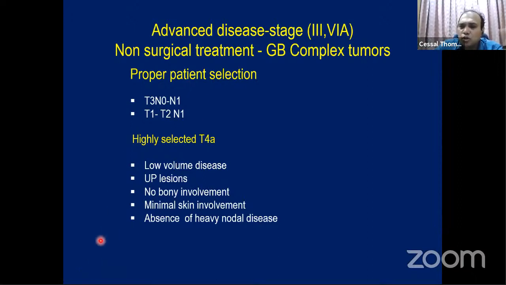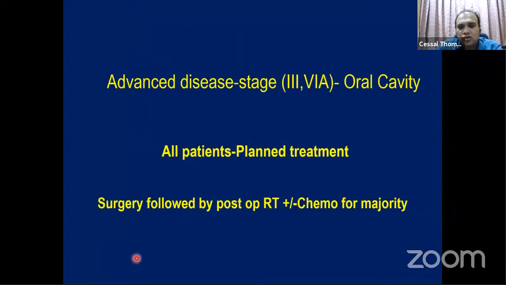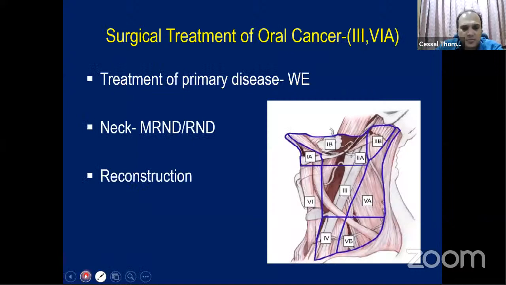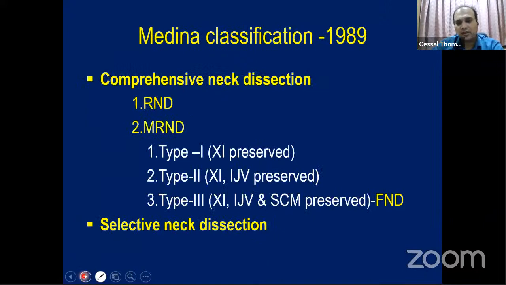In tongue tumors, no doubt, or a patient with bone involvement, skin with ulceration, or a tongue tumor with advanced disease, all will go for surgery followed by post-operative treatment. And it's a planned treatment. Surgical treatment includes, again, wide excision. You should have an extended supraomohyoid neck dissection, or an MRND from level 1 to level 5 clearance, and you should have a reconstruction, followed by post-operative treatment.